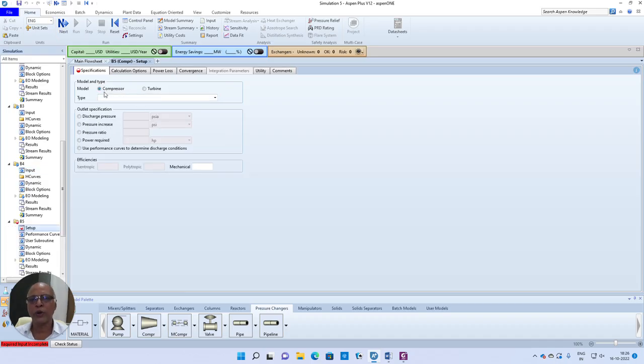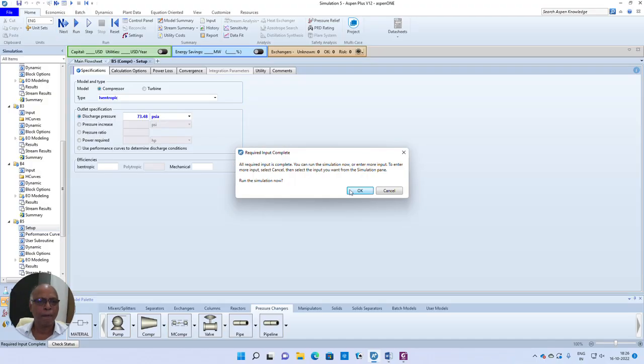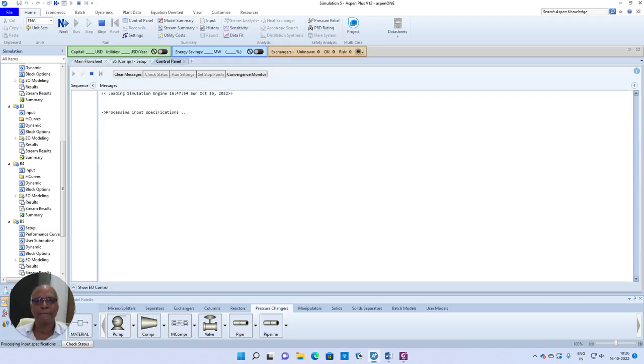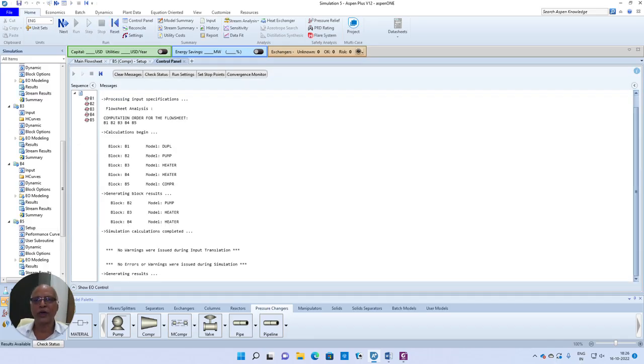So this is now being used as a compressor. You can choose isentropic. The discharge pressure once again is 73.48. So you can see all the required input is complete, so we should be in a position to run the problem. So we got to our results.